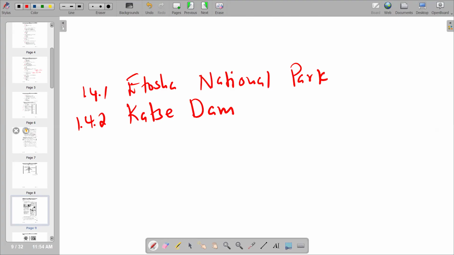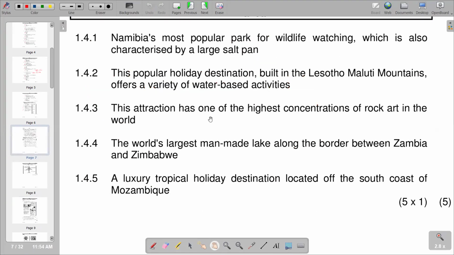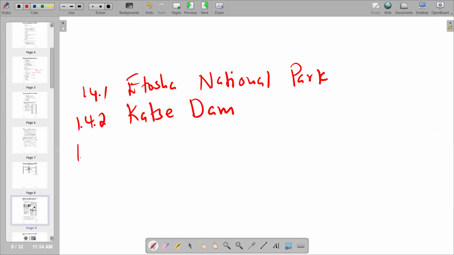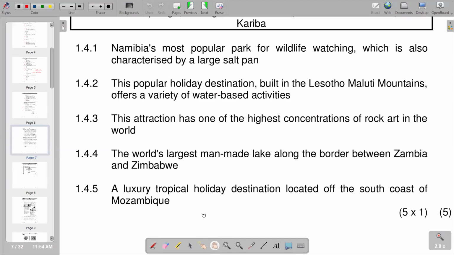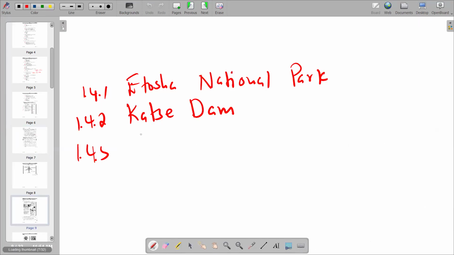And on the next one, it reads this attraction is one of the highest concentrations of rock art in the world. And it's the Tsodilo Hills, which is the correct response. So if you refer back there, you'll see that according to the responses given, we do have that as our response, which is on this part. So we do take that one.